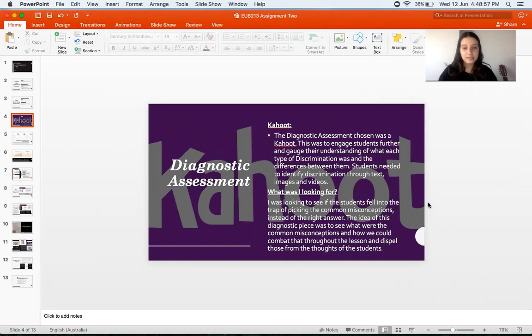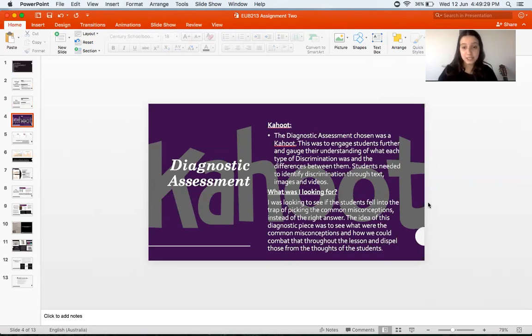This diagnostic assessment was to engage students further and to gauge their understanding of what each type of discrimination was and the differences between them. I had a range of different questions, from what the definition of discrimination was, to what the definition of adverse action was, and then I had different images. I had a cartoon where they had to pick out the different pieces of discrimination, whether it was pregnancy discrimination, sexuality discrimination or gender discrimination. So they had to extract those from the image.